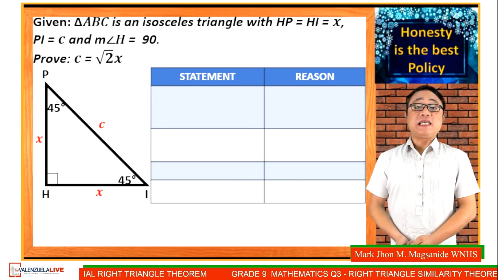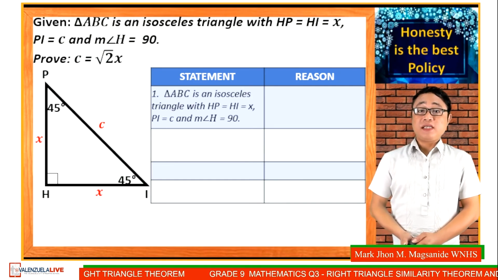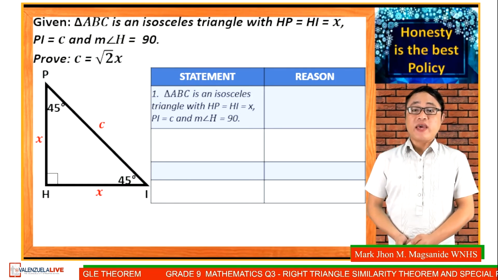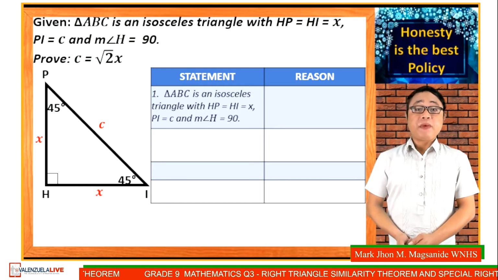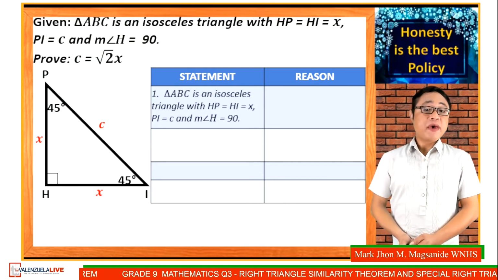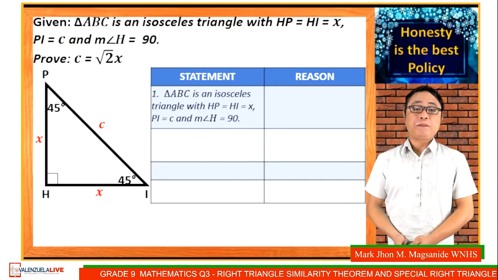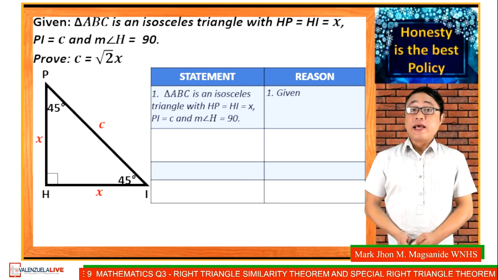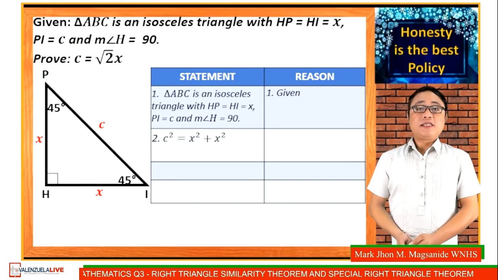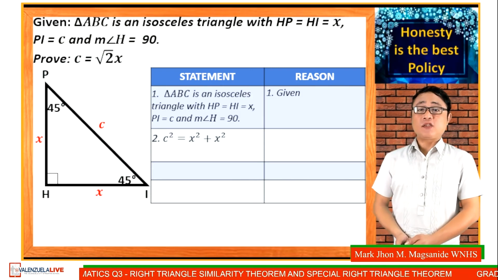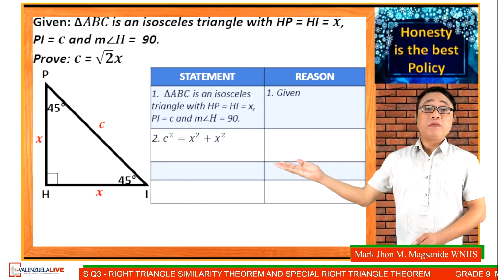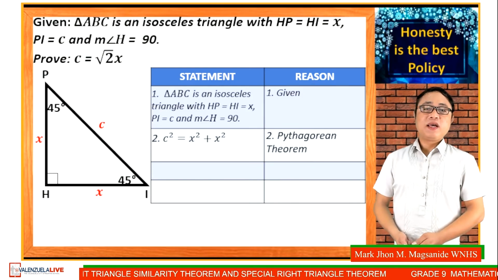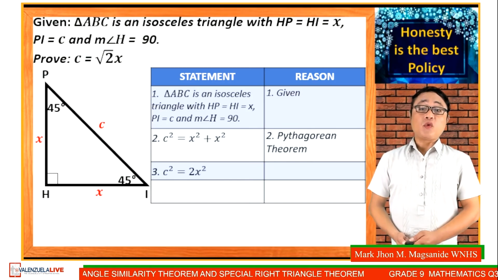For the first statement, triangle ABC is an isosceles triangle with HP equal to HI equal to x, PI equal to c, and the measure of angle H equal to 90. The reason is given. Next, c squared is equal to x squared plus x squared. This is formed by using the Pythagorean theorem. Then c squared is equal to 2x squared.